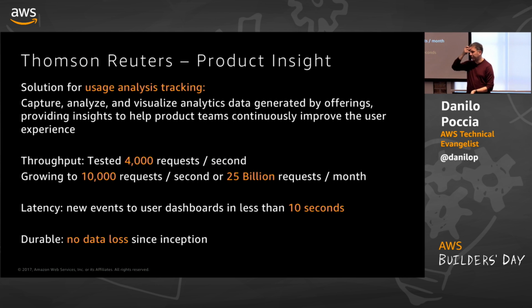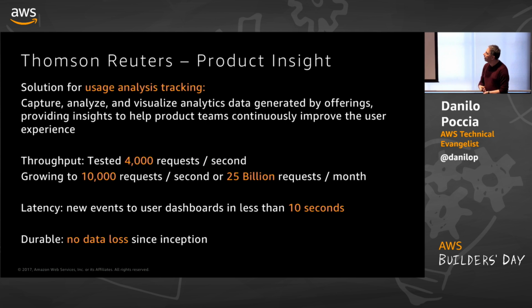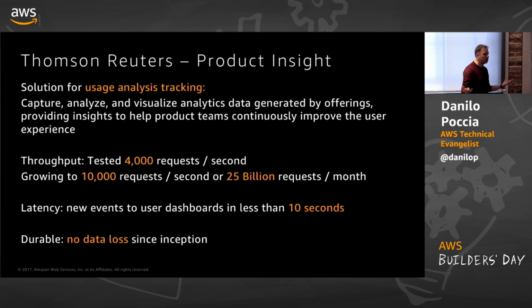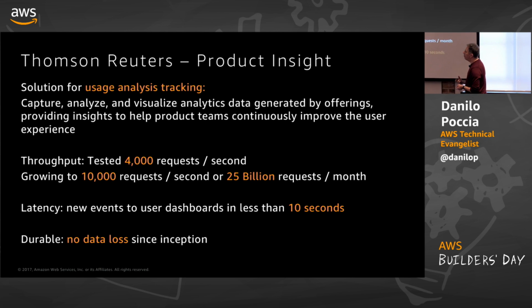For example, this is the architecture that is used by Thomson Reuters. They have this product insight where they collect all the information from how their users are using their platform. So all their business software is sending information using Kinesis. They normally have 4,000 requests per second, but they reached 10,000 data points per second with this platform. And they have the data from when it enters in Kinesis to when it's in their user dashboard in less than 10 seconds. That means real-time streaming performance.